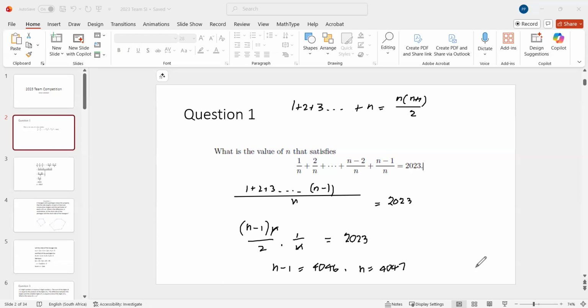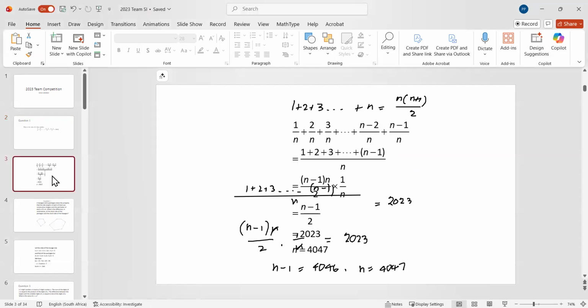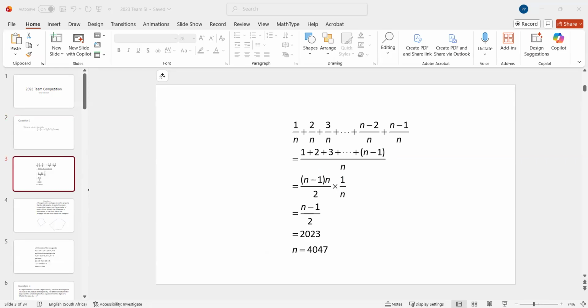So I've solved all these problems, and I will show you my solution, which may sometimes be different from what I do here. So you can see the solution is written out in full, and we get the same answer, 4,047.